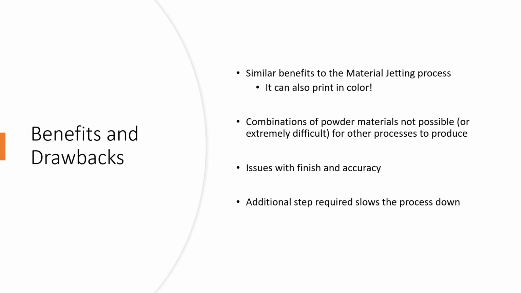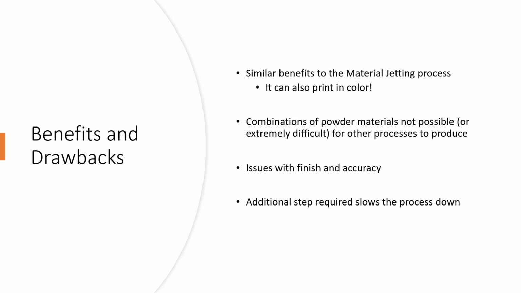Regarding the benefits and drawbacks of binder jetting, it shares many of the same benefits that material jetting has, with some distinctions. It can be faster since less material is going through the print head. Binder jetting allows for combinations of powder materials and additives that would generally not be possible or extremely difficult for other direct methods to produce. The addition of slurries with higher solid loadings is possible with binder jetting, allowing for better quality ceramics and better metal parts to be produced.